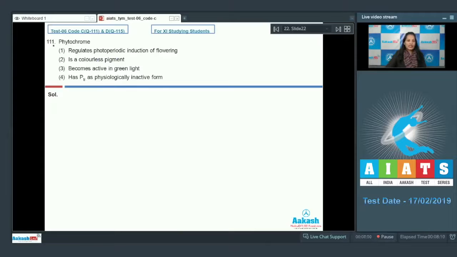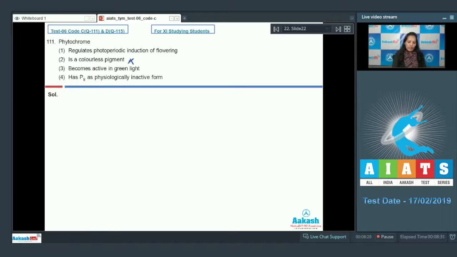Question number 111. Phytochrome. First option, regulates photoperiodic induction of flowering. Second, is a colorless pigment. Third, becomes active in green light. Fourth, has PFR as physiologically inactive form. Phytochrome is a photoreceptor. It's a blue-green colored pigment.